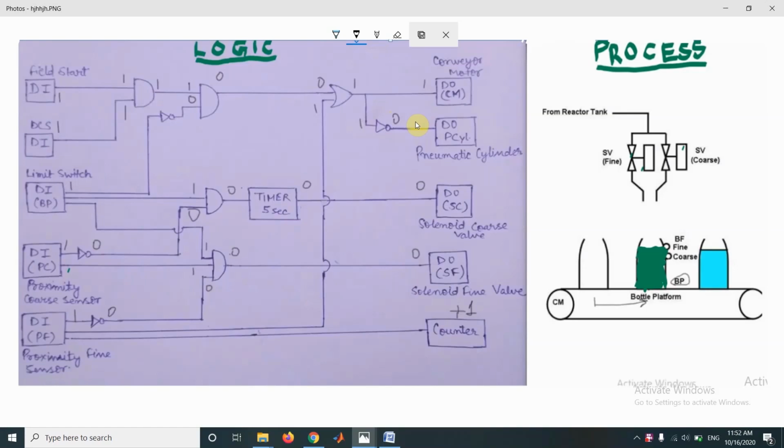The pneumatic cylinder is off. So when the bottle is 100% filled, the bottle platform is lowered back to its normal position. The conveyor motor starts running again, and the bottle hence is transferred from this position under the solenoid valve to the rightmost position of the conveyor belt.